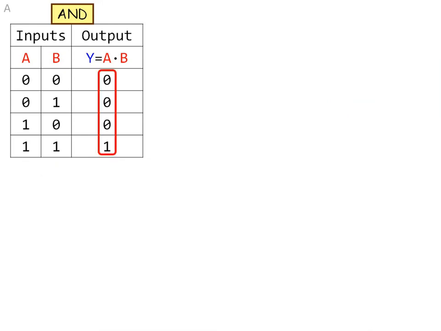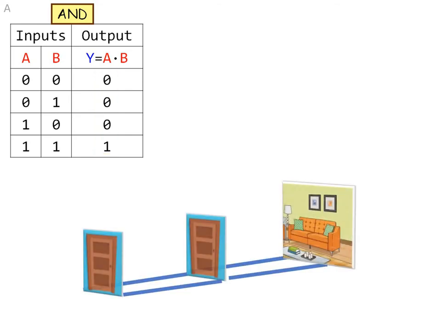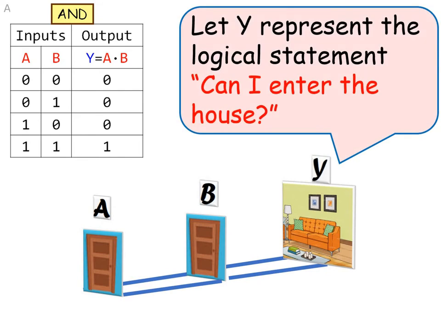How did we arrive at these values 0, 0, 0, 1 for output Y? Look at this example. Suppose there is a house which you can enter by 2 doors. Let the first door be A and the second door be B. Let Y represent the logical statement, can I enter the house? Let a closed door have the value 0 and an open door have the value 1.